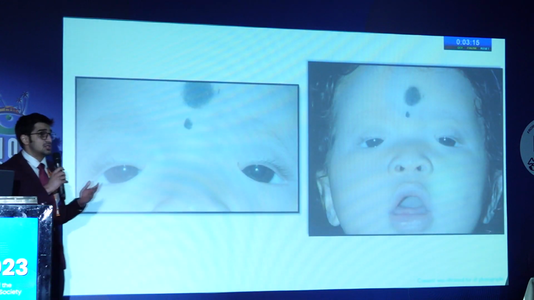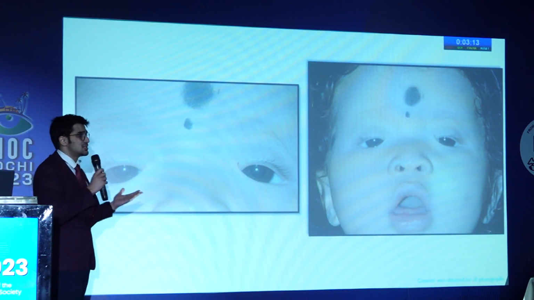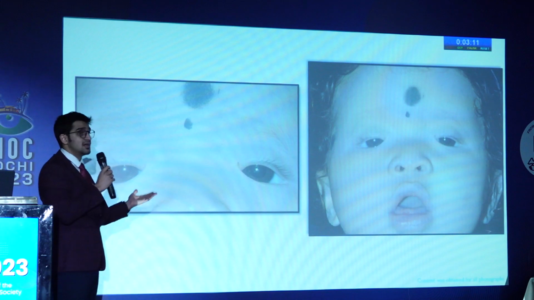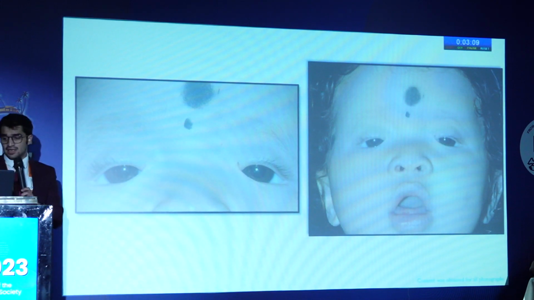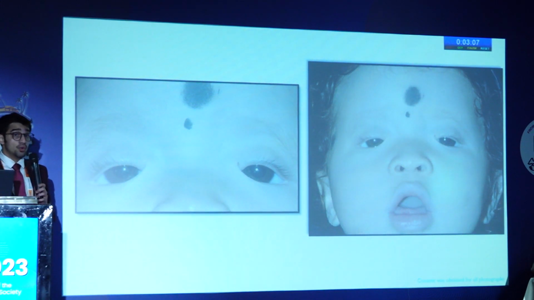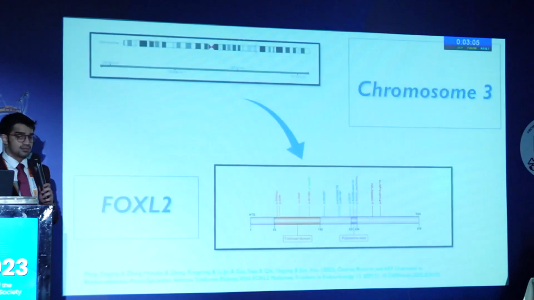Amar was a 6-month-old child brought to the OPD by his distressed parents because he was the only one in the family who had these ocular features. They were well educated and wanted to know more about the disease and the management options.